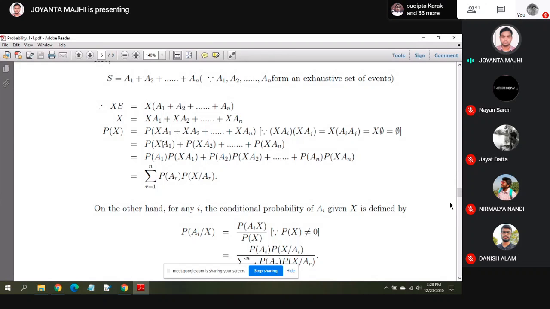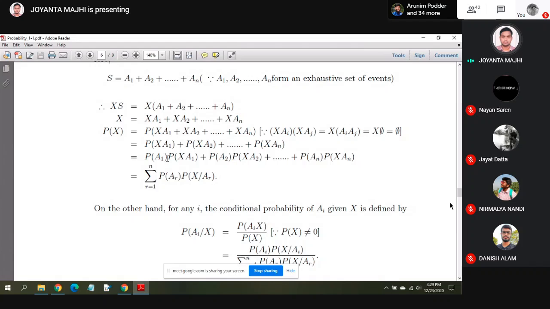We know that probability of A intersection B is equal to probability of A into conditional probability of B by A. I think there is a typing mistake. Probability of X intersection A1 plus probability of X intersection A2 plus dot dot probability of X intersection An. The next line will be probability of A1 into probability of X by A1. This is a typing mistake, I think.